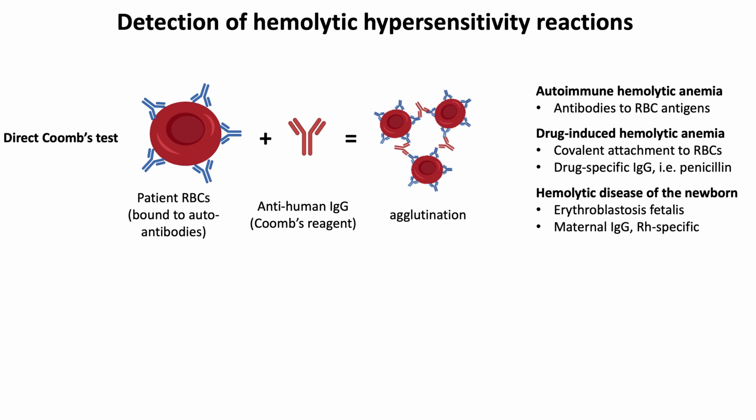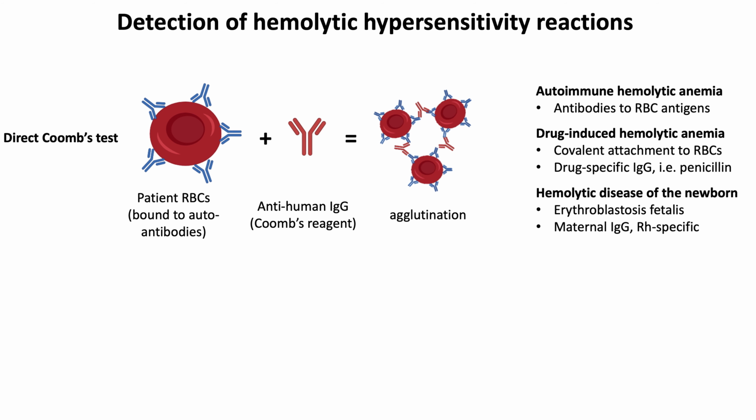And there's a number of diseases for which this is an important test. Autoimmune hemolytic anemia, in which there are antibodies to red blood cell antigens. Drug-induced hemolytic anemia, in which drugs covalently attach to red blood cells, and drug-specific IgG lead to red blood cell destruction. An example of that is antibodies to penicillin, as I showed in a previous slide.